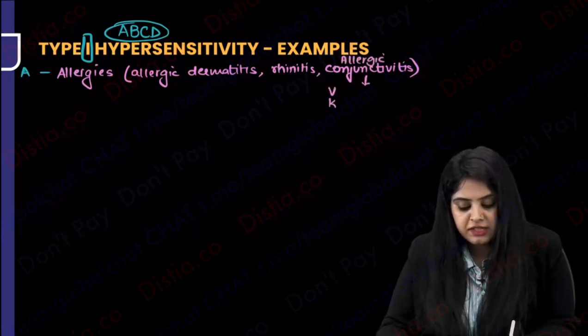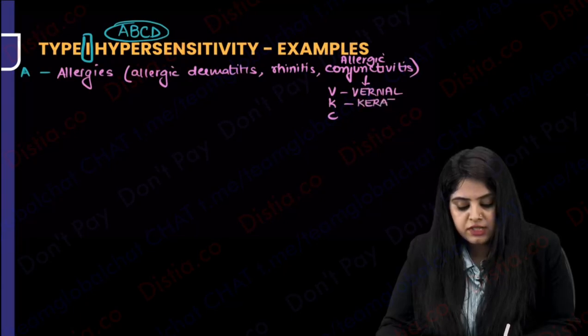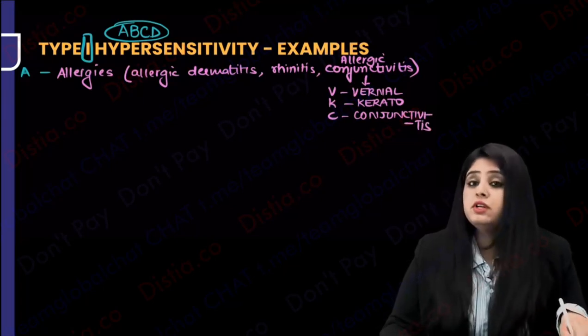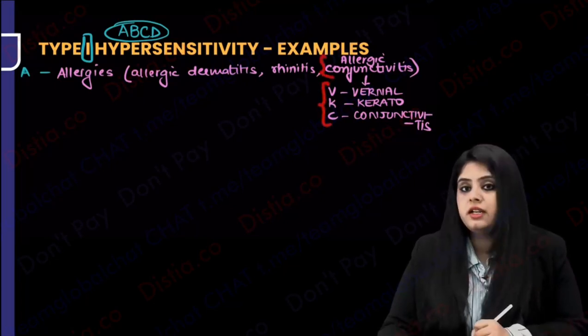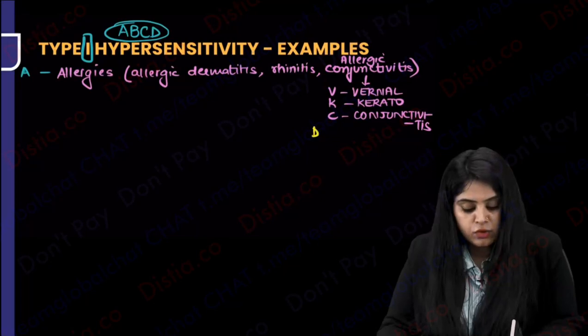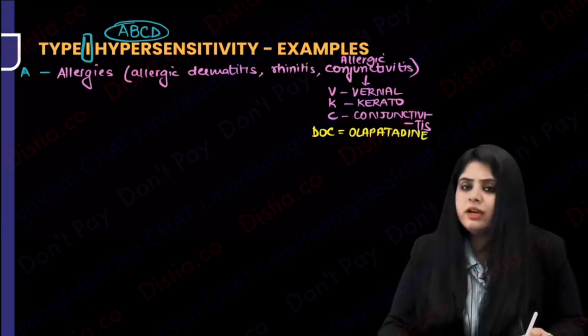It is VKC. Allergic conjunctivitis is also known as vernal keratoconjunctivitis. VKC, vernal keratoconjunctivitis. Why am I asking you this? Because next time when you go to off-thal, the drug of choice will give you a recall of path and micro. Why do I say that? Because VKC is nothing but an allergic conjunctivitis, and the drug of choice that you have for VKC is going to be olapatadine. So have you ever wondered why in VKC do I give olapatadine?